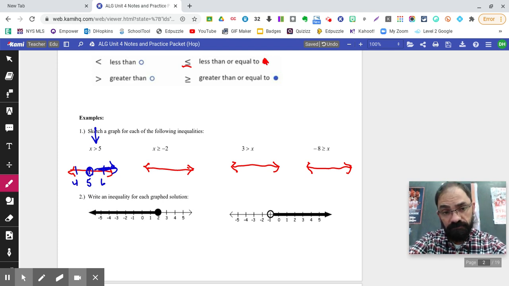This next one, negative 2 goes in the middle. It's a closed circle because there's a chance it's equal to. And again, the variable's on the left, so shade in the direction the arrow is pointing.